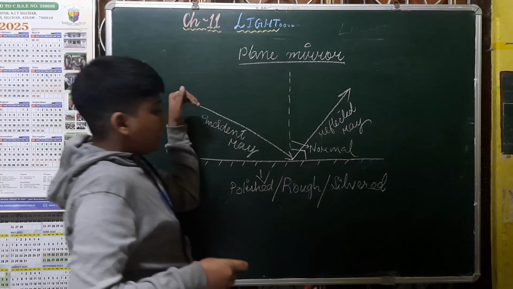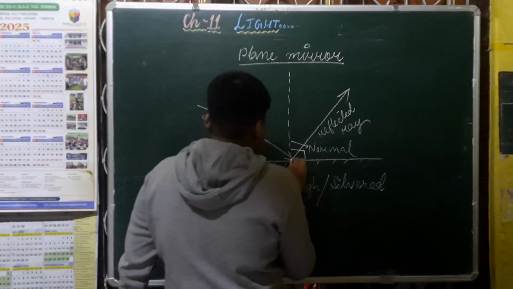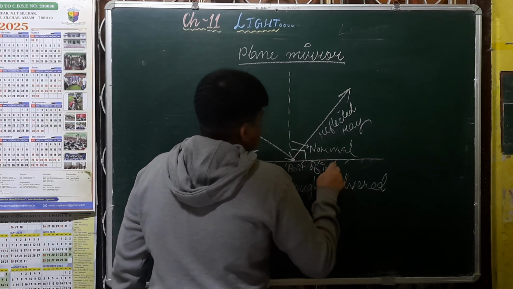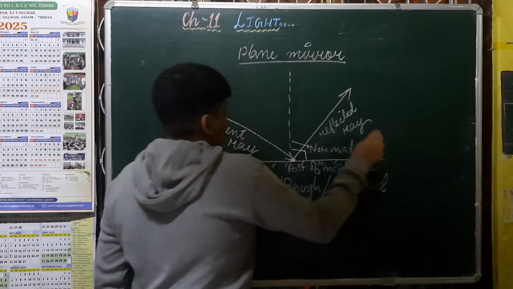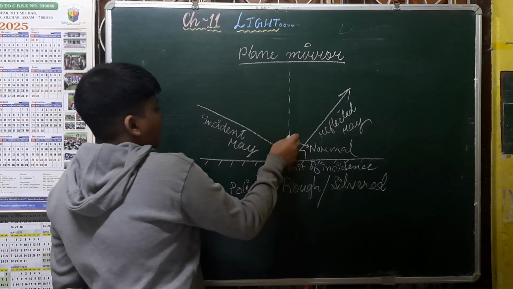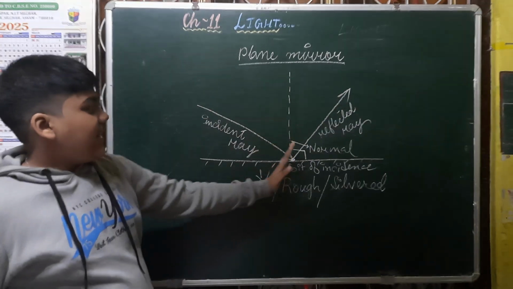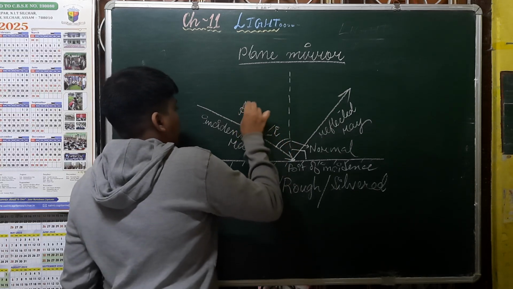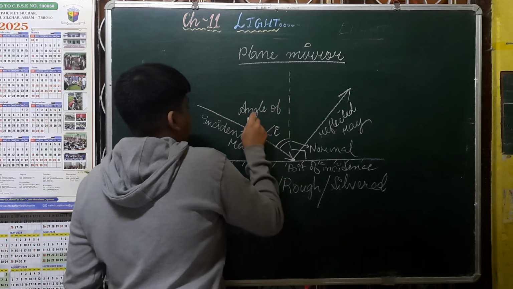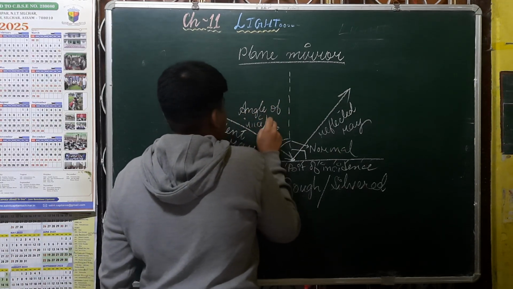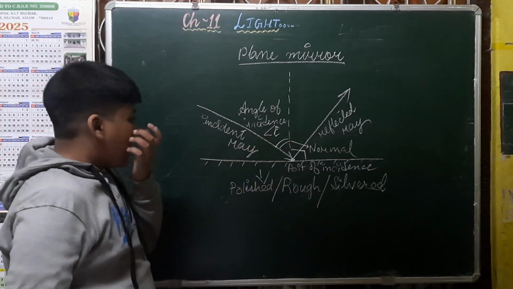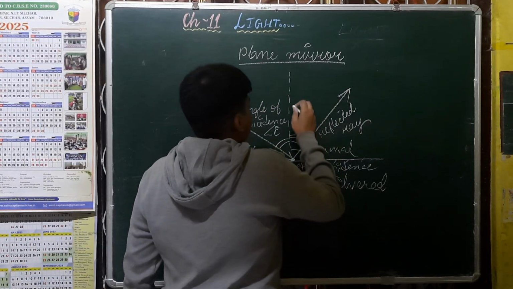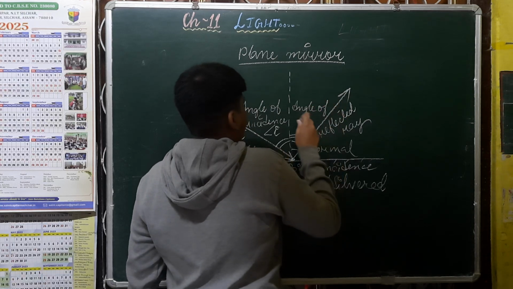And the point where this incident ray strikes is known as the point of incidence. The angle formed between the incident ray and the normal is the angle of incidence. And the angle formed between the normal and the reflected ray is the angle of reflection.